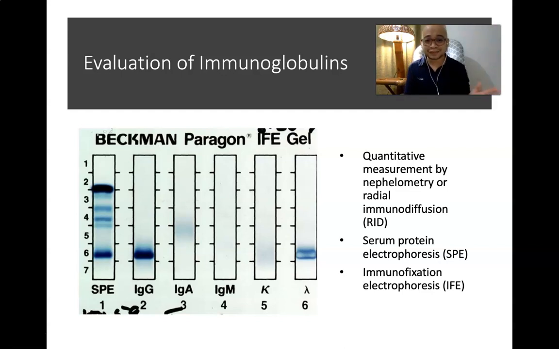But serum protein electrophoresis, or a more sensitive way of measuring it, would also include immunofixation electrophoresis, wherein you'll be comparing the bands from that of the standard to determine whether you lack a particular type of immunoglobulin or not. So in this case, for example, a patient doesn't have IgM. So kappa and lambda, this refers to the light chains of immunoglobulins. Okay, so there are several commercially available kits for immunofixation electrophoresis, and Beckman Paragon IFE gel is an example of such.